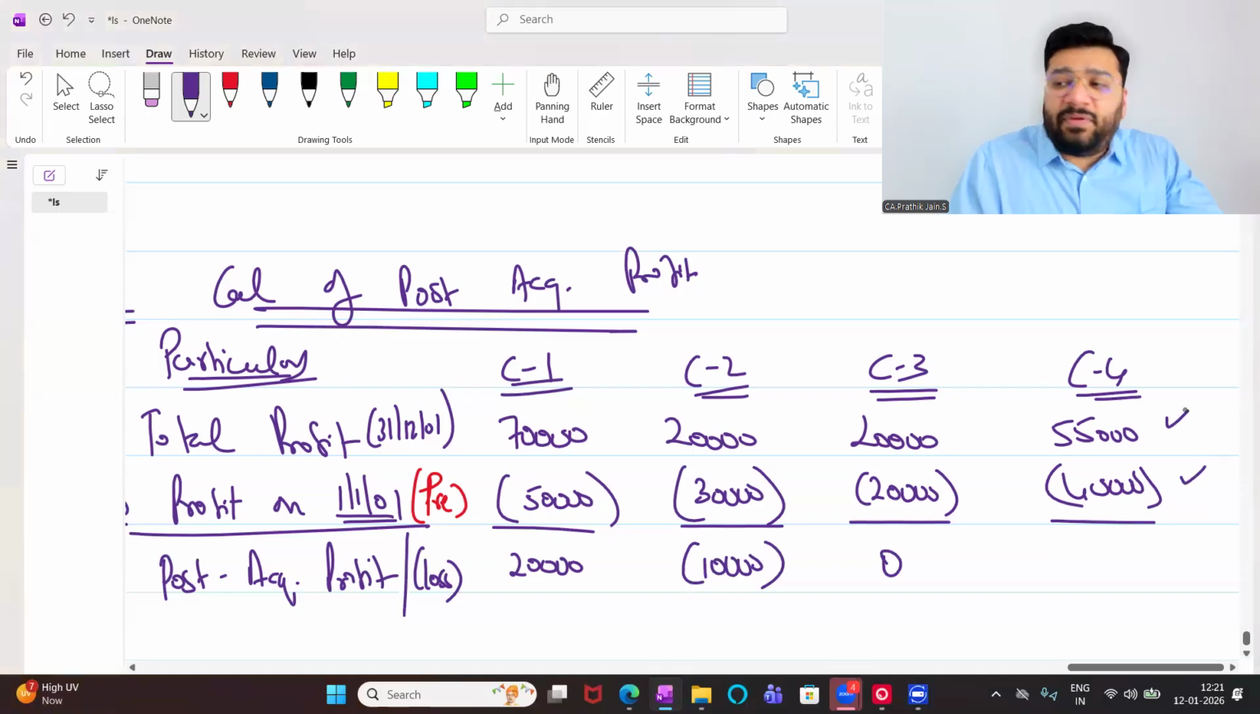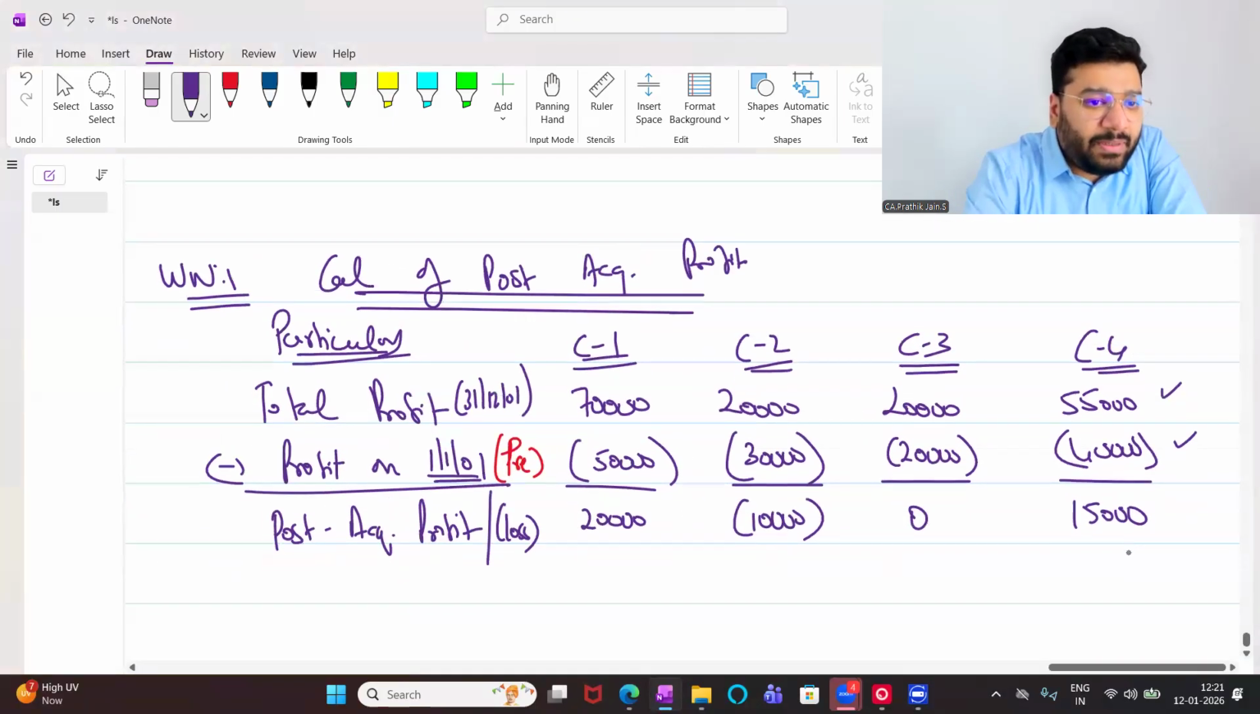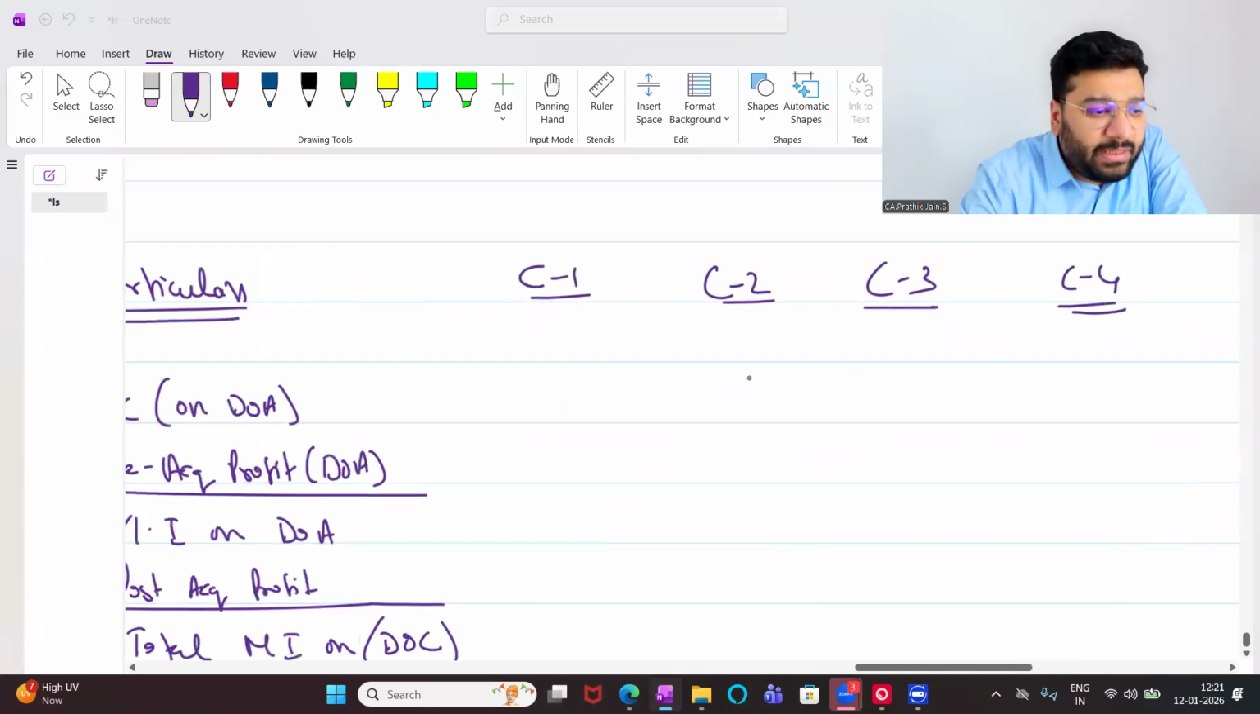Beginning 40, ending 55. How much have you earned in the current year? 15,000 rupees. Any difficulty? Online people, any difficulty? No, sir.